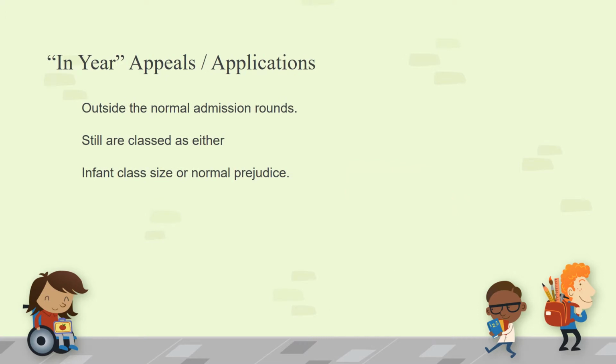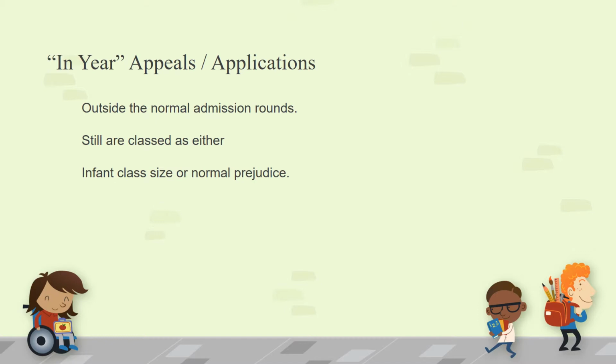In-year appeals are basically appeals where the child didn't form part of the normal admission round, for example a family that is moving into the area. Parents usually are allowed to express up to 4 preferences. Each preference is considered against the admission authority's oversubscription criteria. If you are not happy with the school allocated, you have the right to appeal. However, the appeals are still classed as either infant class size or normal prejudice and follow exactly the same process and procedures.